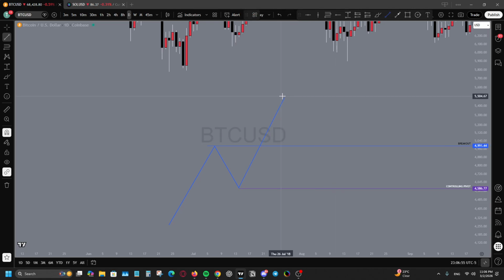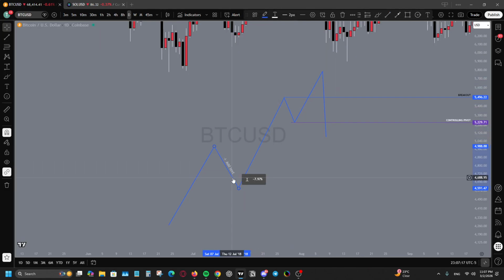And let's say price is going to continue. What did we just do? We just got a new breakout, all right? Our controlling pivot also has to update. And why is it named controlling pivot? Because it controls the trend. Once we break below this point, the trend has been broken.